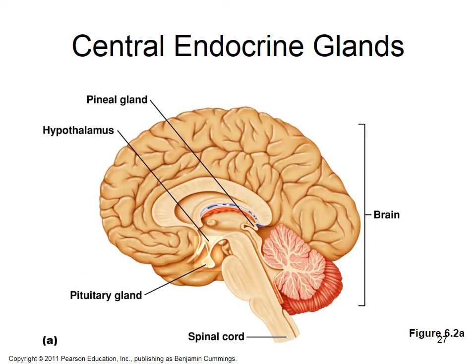Okay, so let's do the central endocrine glands first. So these are found within the central nervous system. Your hypothalamus is part of your diencephalon, and it is directly connected to your pituitary gland. So this is the direct connection between the nervous system and the endocrine system. Your hypothalamus either releases or makes the hormones that the pituitary gland releases, or tells the pituitary gland exactly what hormones to release. So your hypothalamus controls your pituitary gland. And then here we've got the pineal gland back here, which is part of your brain as well.